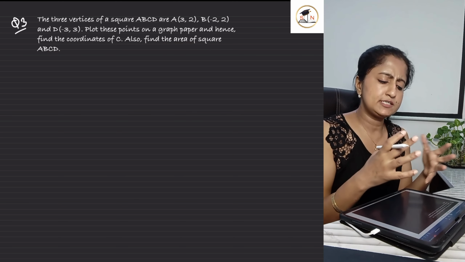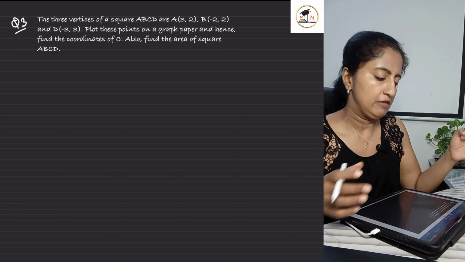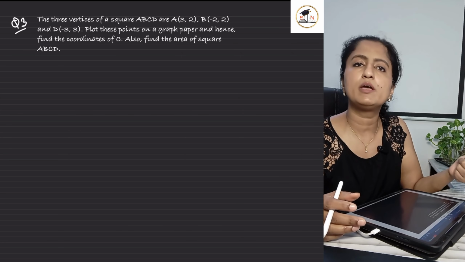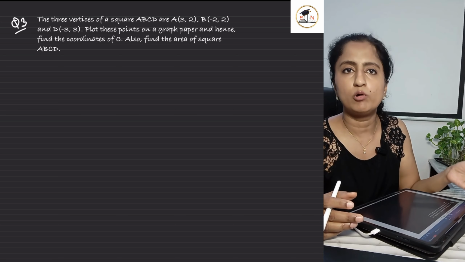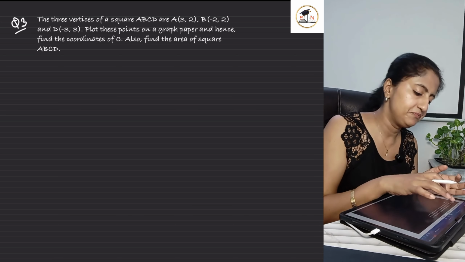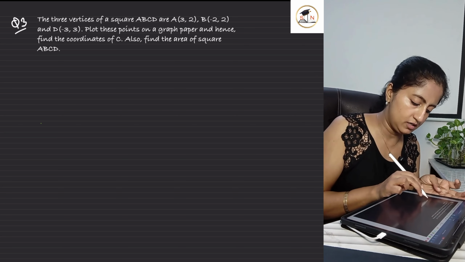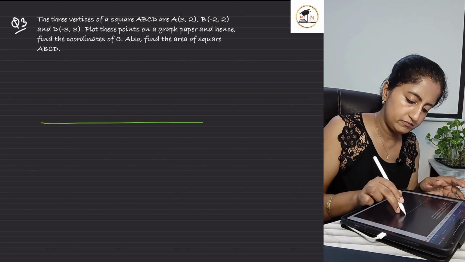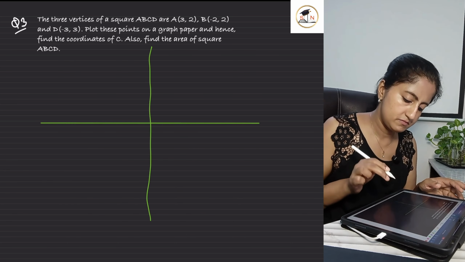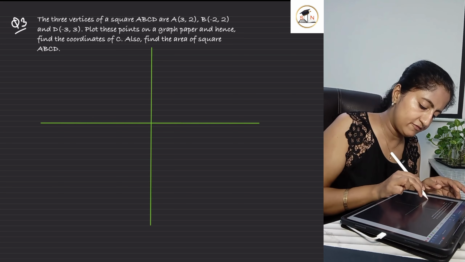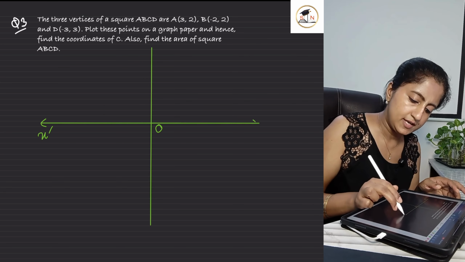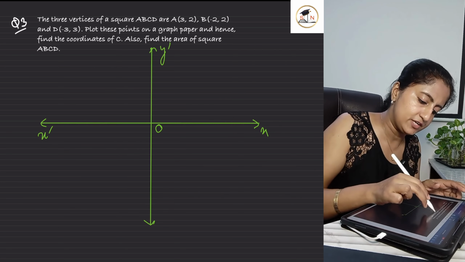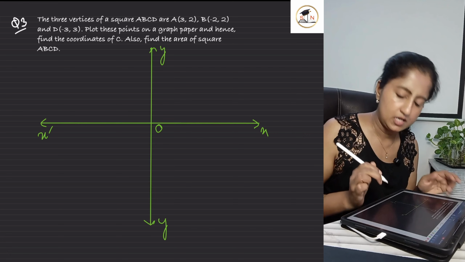Okay, the question is quite similar to the previous one because we have to plot, we have to find the area as well. The only different thing over here is that we need to find another coordinate missing from the shape, right? So let's start first making the Cartesian plane. Okay, now let's mark everything. X dash, O, X, Y dash, O, and sorry, it was not supposed to be Y dash on top, but Y dash comes in bottom.